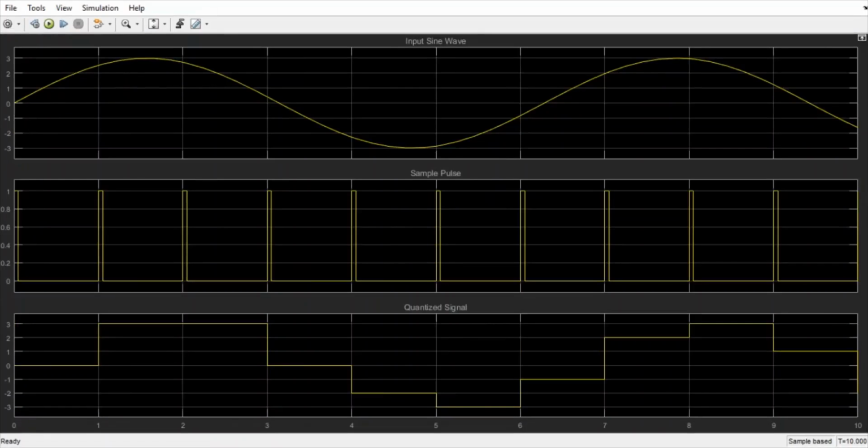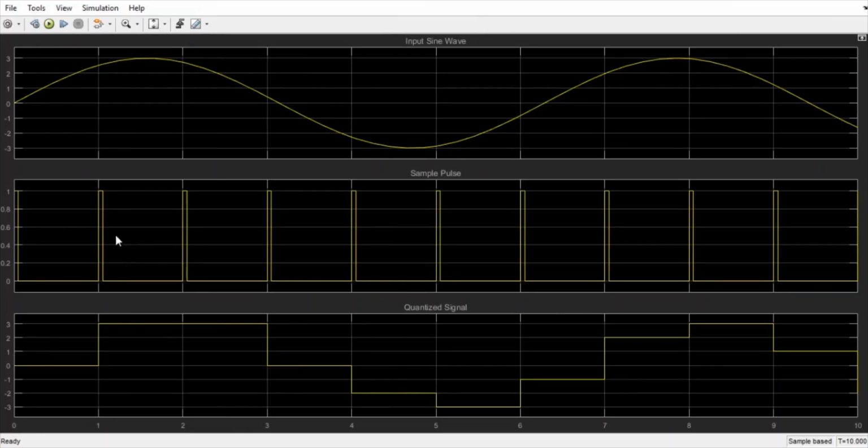This is the result that we get from scope 2. You can see here, the first one is the input sine wave, the signal that we get from the sine wave block. The second one is the sample pulse, which we get from the pulse generator. And the third one is the quantized signal. This is the result that we get after the quantization process.